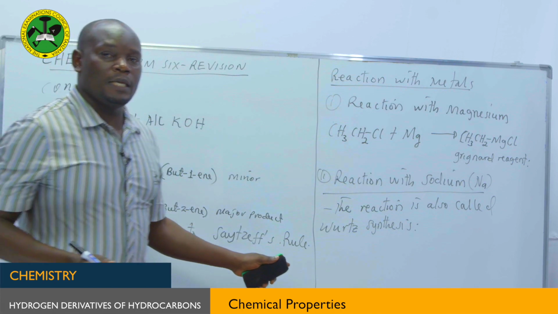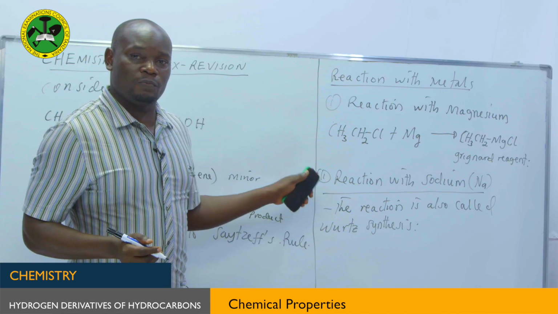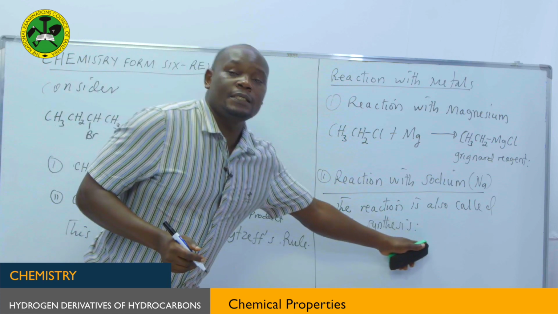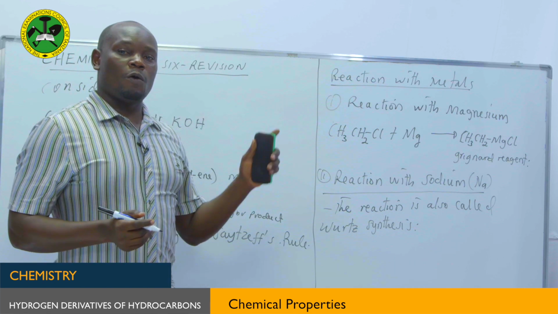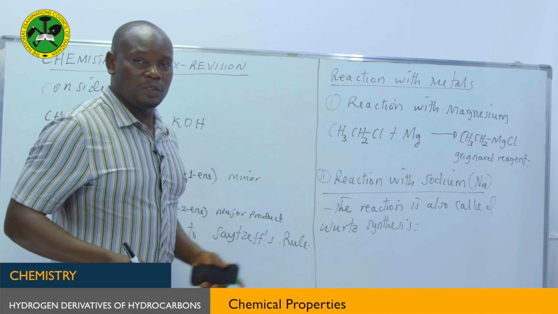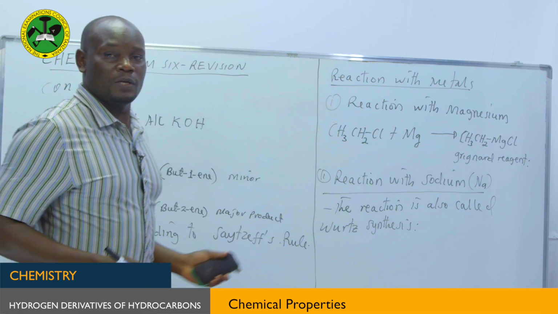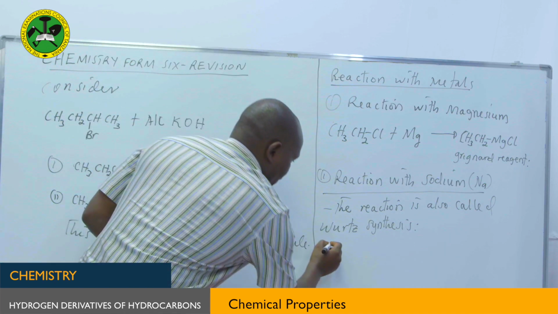And this reaction doubles the number of carbon atoms in the product to be formed, which means that it is the main reaction applied in the preparation of alkanes, and it increases the number of carbon atoms in the preparation of that compound. So let us take an example.